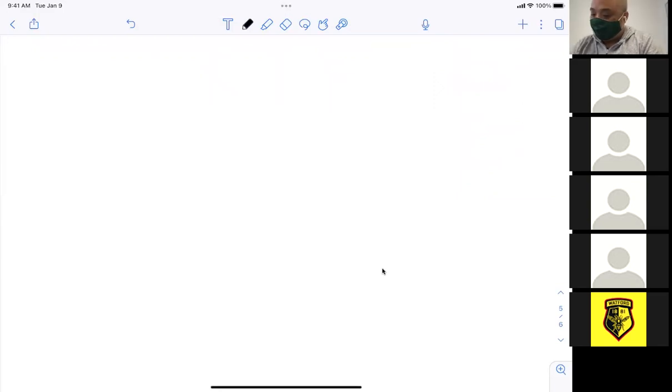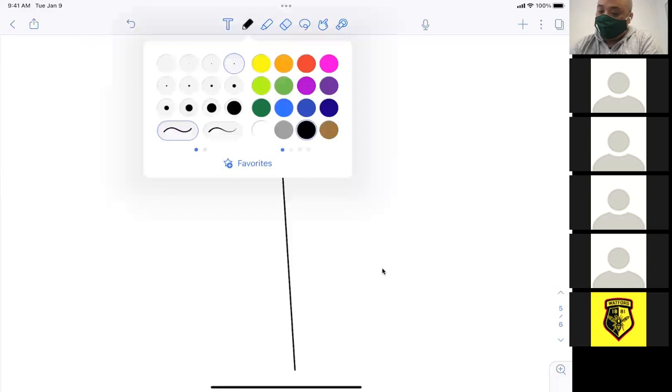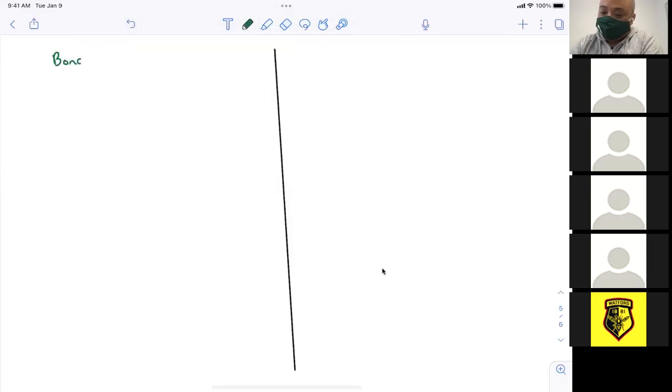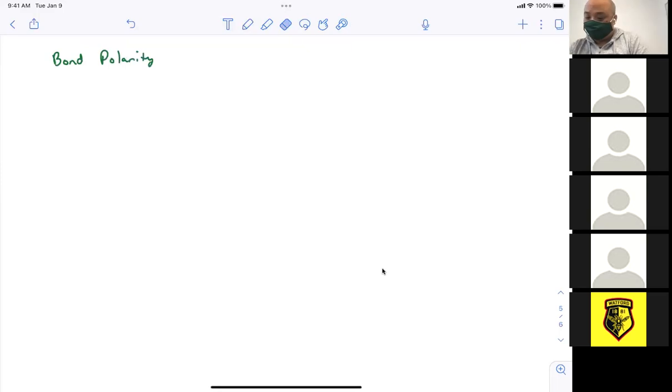Okay. So the last thing I want to talk about today for SL, why is my line not straight? Okay, is polarity and IMFs. Now, the first thing we have to talk about on the left is bond polarity. Oh wow, that line is really not straight. I looked at the screen and I'm like, what?